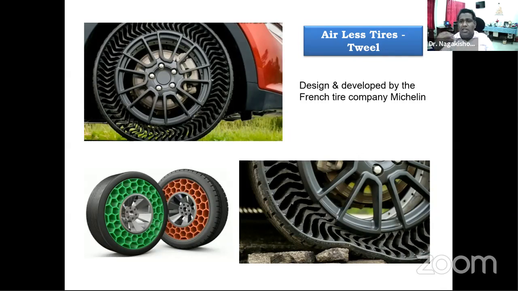So there is no problem. If airless tires come into the market, no problem about punctures, no problem about air. So we are very happy about the airless tires.